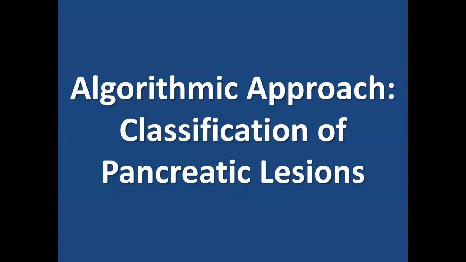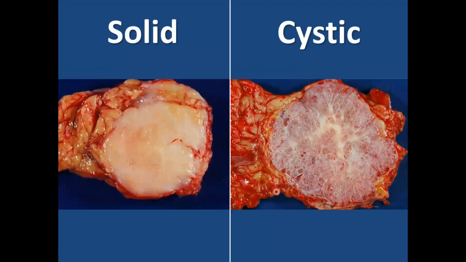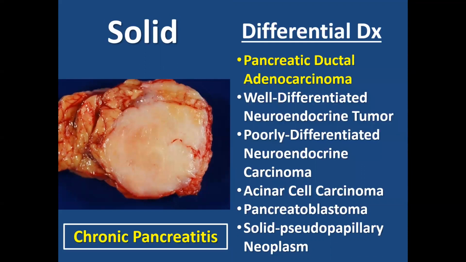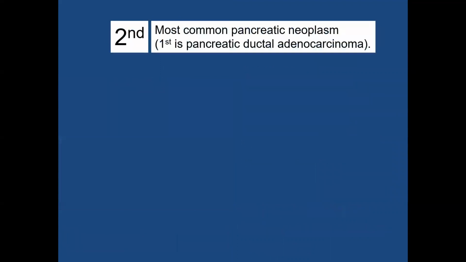Now, when approaching a pancreatic lesion, I like to apply a systematic or algorithmic approach with the first decision tree based on whether the lesion is solid or cystic in nature. And among the solid lesions, the differential diagnosis includes 6 neoplasms and an important benign entity, specifically chronic pancreatitis. Of course, the topic for today is not pancreatic ductal adenocarcinoma, which is a lecture in itself, but instead neuroendocrine neoplasms of the pancreas, specifically well-differentiated neuroendocrine tumors and poorly differentiated neuroendocrine carcinomas. However, it's probably worthwhile to put these neoplasms in perspective.